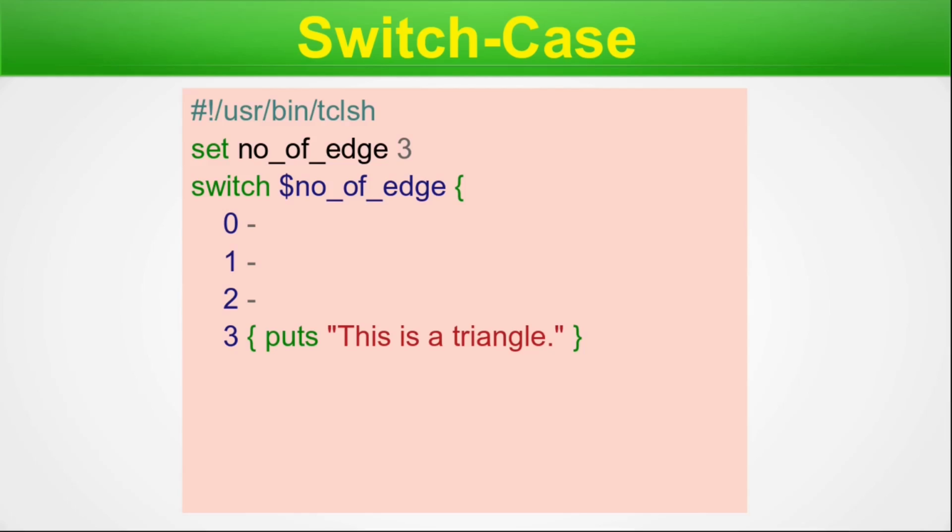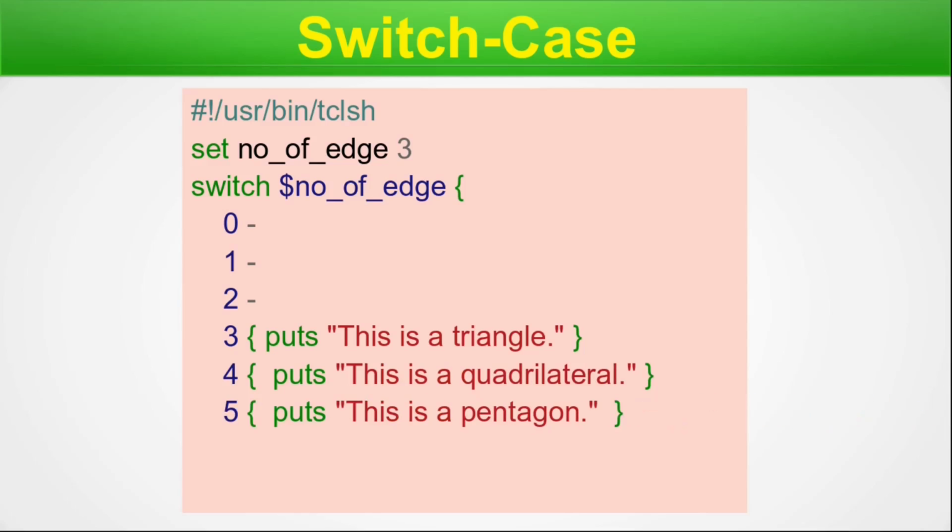Okay, so it will put, this is a triangle. So we know that a triangle has 3 sides or edges, right? And 4 is a quadrilateral. 5 is a pentagon. Okay, and default is unknown polygon. So if anything else is given, it will go to the default condition and print unknown polygon. We close it here. So this is the example of switch case. You can try it at your end. So we are done with this particular example. Let's move on to the next one.